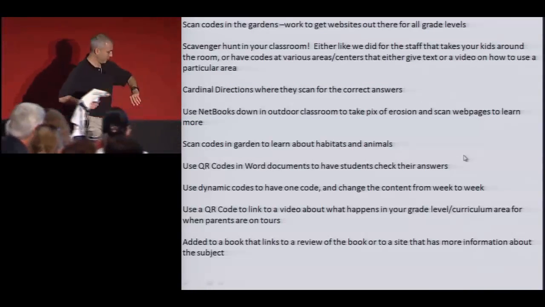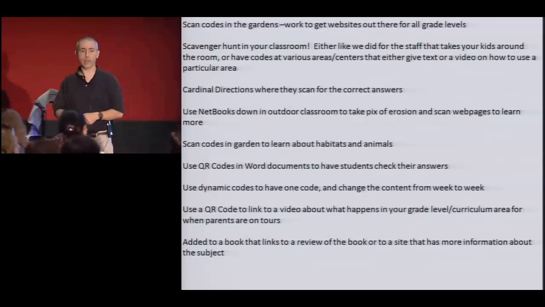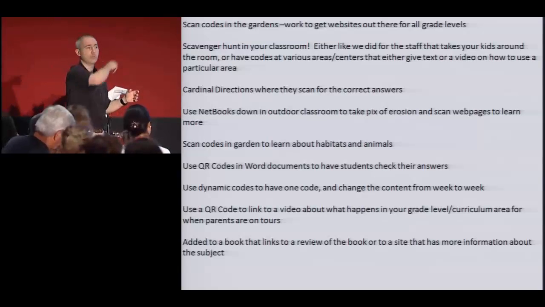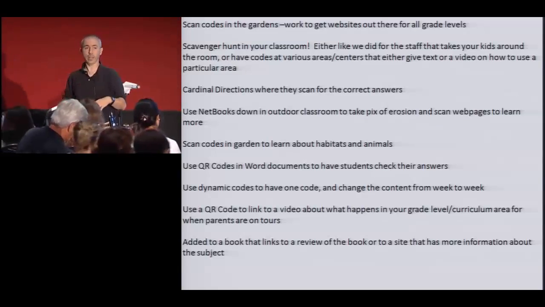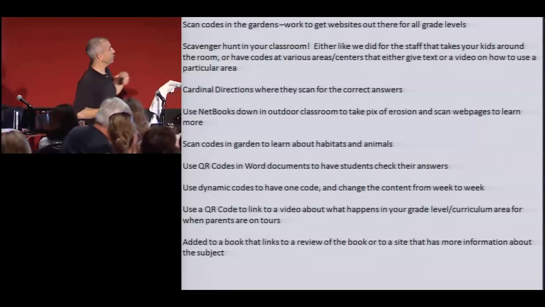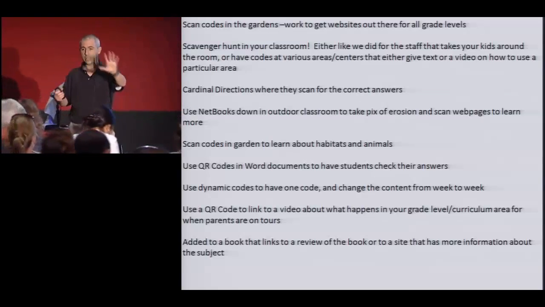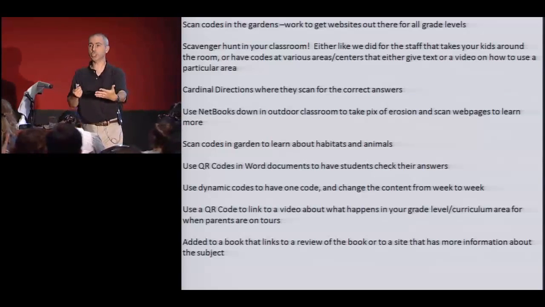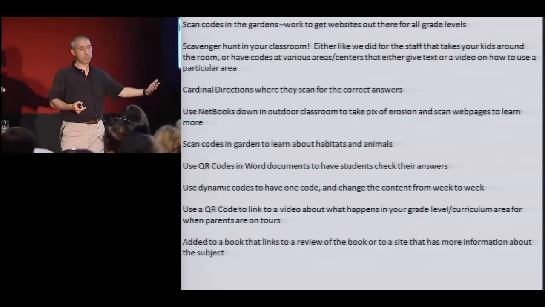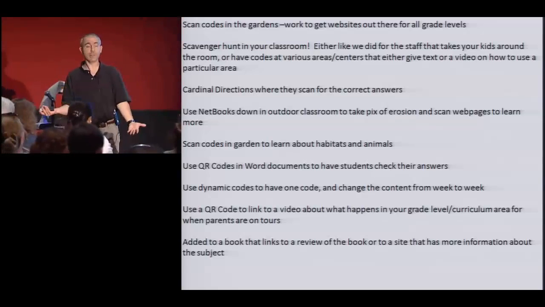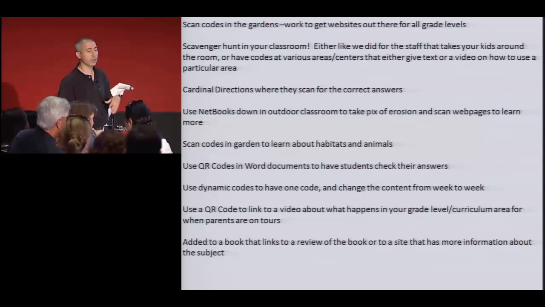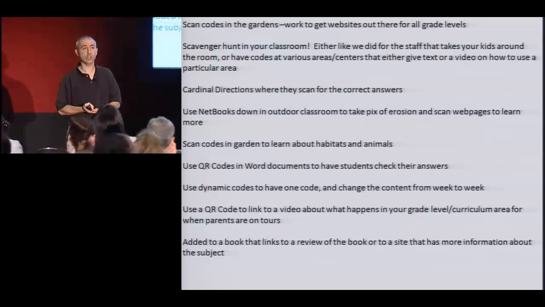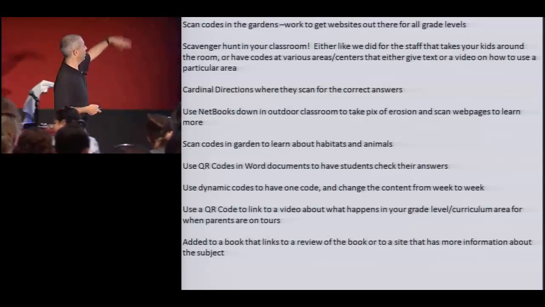I've also just put a couple more of these in here just for your ideas. So you could do gardens, a scavenger hunt in the classroom, cardinal directions. Maybe you want to hang those up around the room. You can have them scan and figure out which way they are in the classroom. Netbooks in an outdoor classroom. Take a picture of it. What do they see? Maybe use a drawing program on a netbook or an iPad. Draw what they see. Maybe annotate a picture. They could then use QR codes nearby that would maybe give them some history about what's going on down by the creek. In the garden, they could learn about habitats. They could learn about different animals that they would find, maybe native birds to your area. All sorts of things like that.